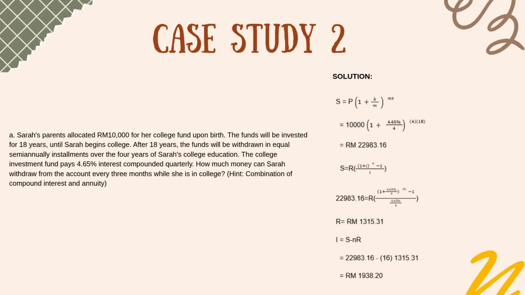We must use S equals R[(1 + i)^n minus 1] divided by i. Then we get 22,983.16 equals R[(1 + 4.65% divided by 4) to the power of 16 minus 1] divided by 4.65% divided by 4. Then we get R equals RM 1,315.31.